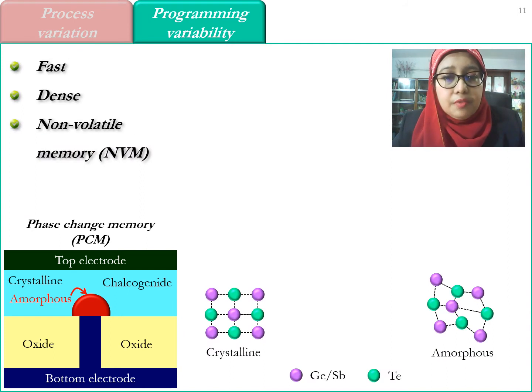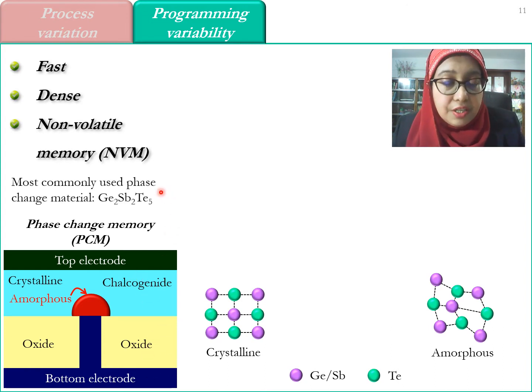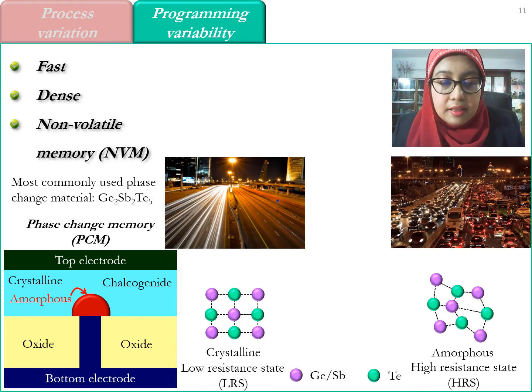Before we go into the depth of the programming variability, I'd like to briefly introduce PCM here. PCM is a fast, dense, non-volatile memory technology. There are various cell designs reported for this memory device. The one that you see here is known as the mushroom cell. In most of the designs, the common feature is that there should be a phase change material between two electrodes. The most commonly used phase change material is germanium antimony telluride. PCM has two memory states. The high resistance state is known as the amorphous state or HRS, and the low resistance state is known as the crystalline state or LRS.